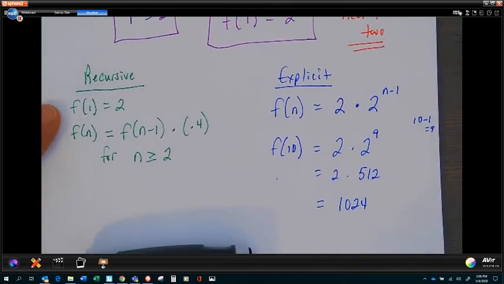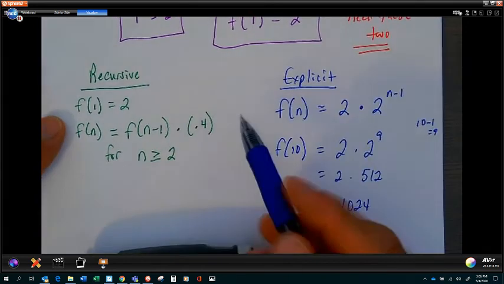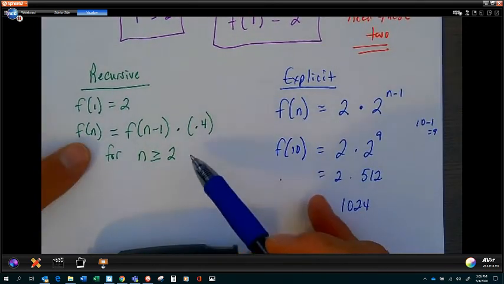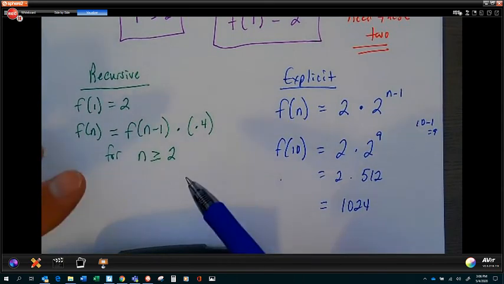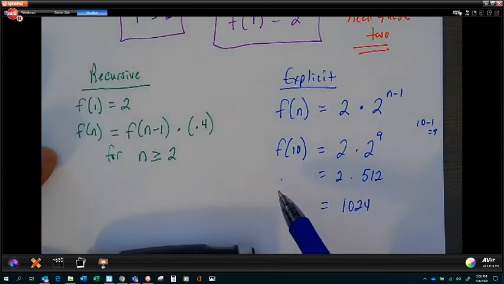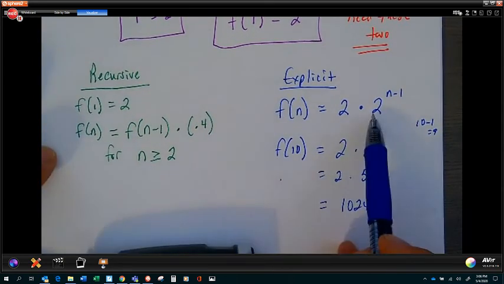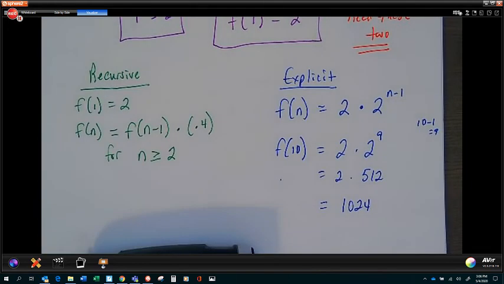But the recursive formula, you have to know the first one. So if I wanted to find the 10th one in this one, I'd have to find the second one, then the third one, then the 4th, then the 5th, then the 6th, then the 7th, then the 8th, then the 9th, then I could find the 10th. This one, I just need to know the formula, and I can jump straight to the 10th.